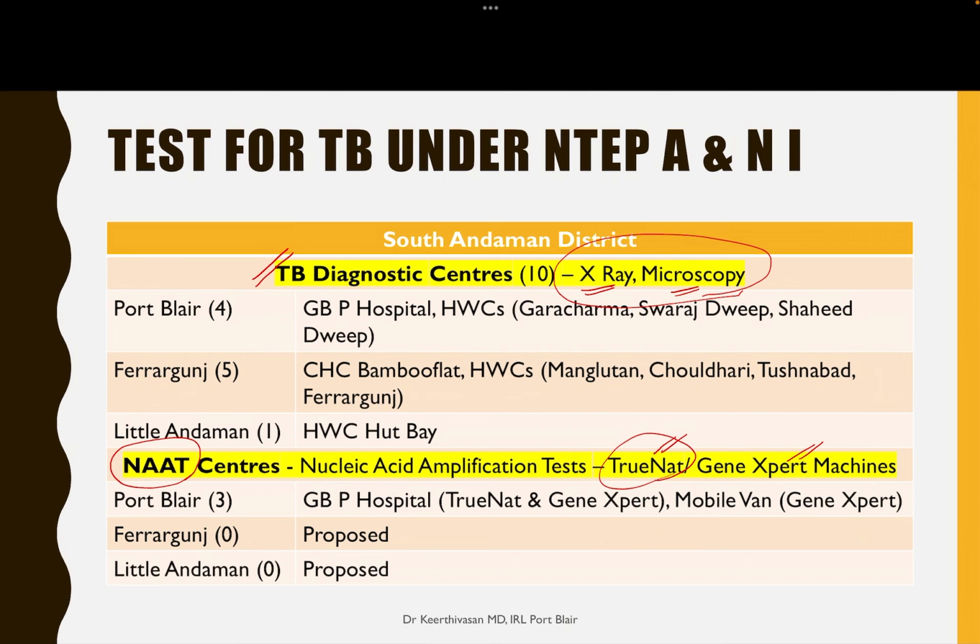Okay. Now coming to the facilities which are available. So these TB diagnostic centers in South Andaman, as you can see the breakup here in our 3 blocks or tehsils, Port Blair, Ferrargunj and Little Andaman. So we have total 10 centers here. NAT centers, again in Port Blair we have 3 machines. In Ferrargunj and Little Andaman we have proposed. As our country is moving towards the NTB goal, our government has envisioned that all the blocks, all the tehsils should have this particular facility. So that is why we will be expanding this test to all the tehsils.